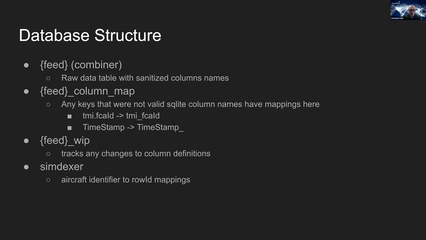The reason for not just holding that in memory is that we occasionally are making updates to the service. We want to release a new version of it. So we need some way to restart the service and have it pick up from where it left off. If we were just holding this in memory, you'd effectively lose all this information unless you wanted to rescan or restart from the beginning of the day. So we store it in this work in progress table. And when it starts up, it looks at this table to figure out what state it was in prior to shutdown. And then finally, this Simdexer table, which has those aircraft identifiers to row ID mappings.